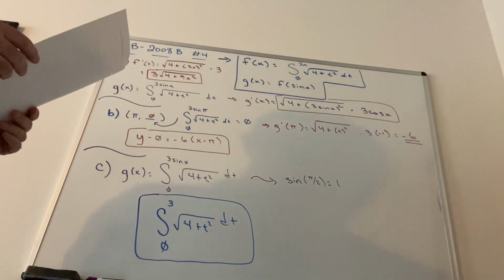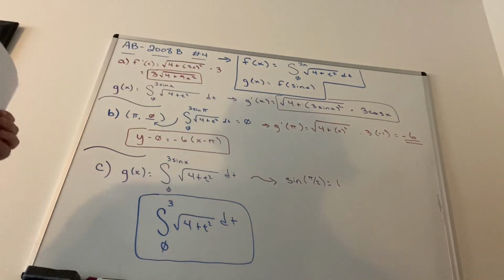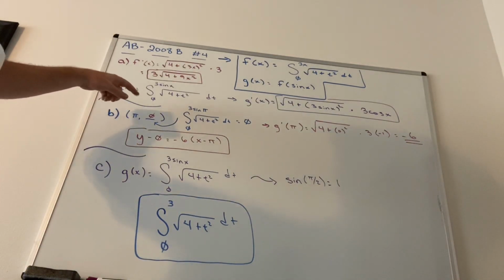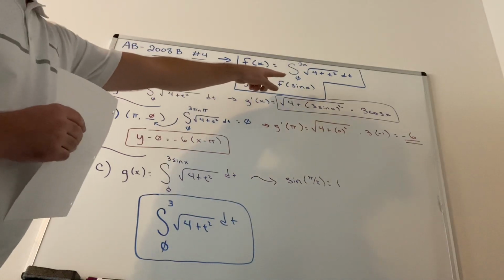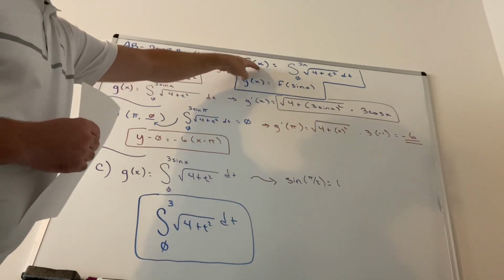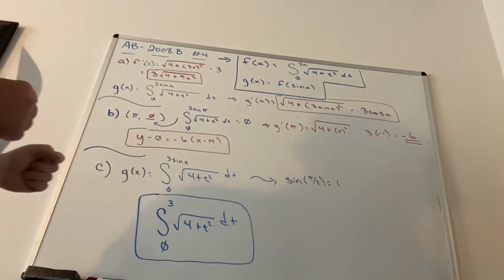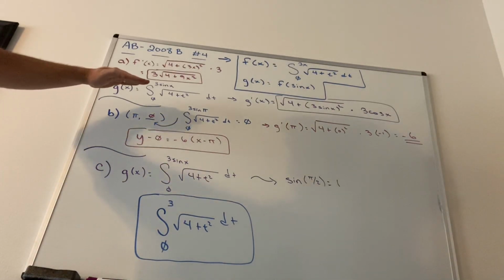And then the second part of this is to find g prime of x. Well, I went ahead and just wrote out what g of x was. It says that g of x is f of sine x. So wherever I see x, I'm putting sine x. So that puts me to here.